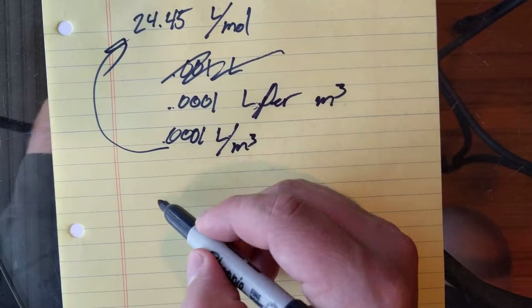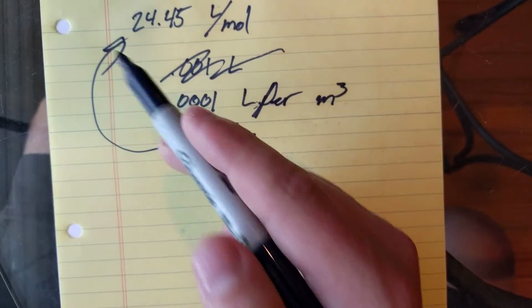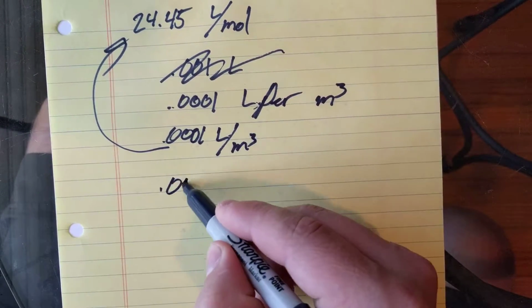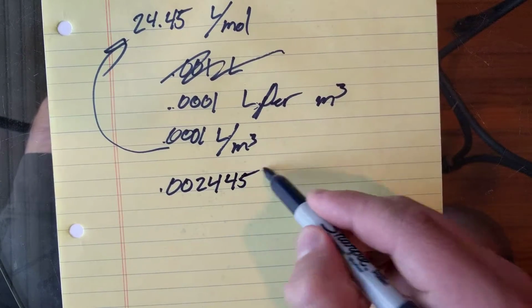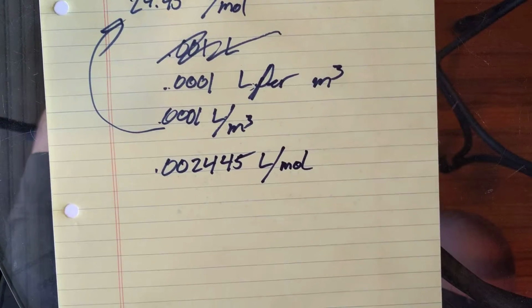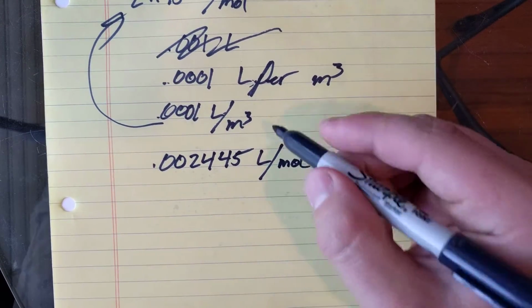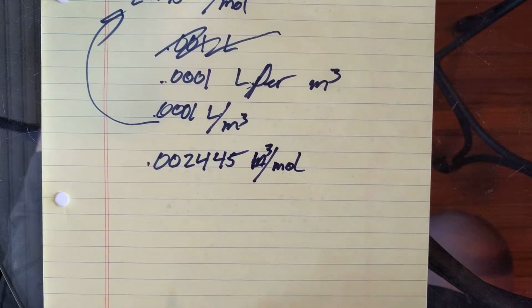And what that's going to do is move the decimal back 1, 2, 3, 4. So then you're going to get 0.02445 liters per mole, right? Sorry, not liters. We just changed it to meters cubed, right?